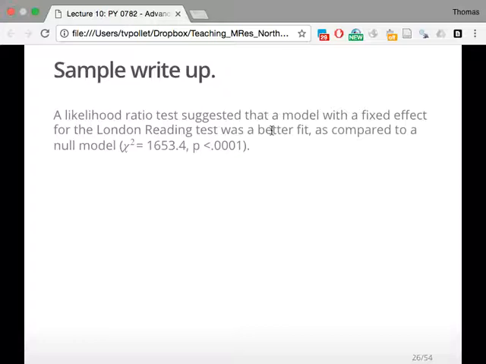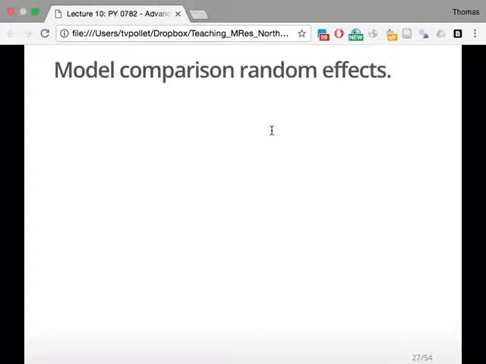As a write-up, you would say a likelihood ratio test suggested that a model with a fixed effect for the London reading test was a better fit as compared to a null model. Then you would have the chi-square from that table and a p-value. That's what people would tend to report in their assignments, and that's also what you might be asked to do for your assignment. So, perhaps I should just break here.